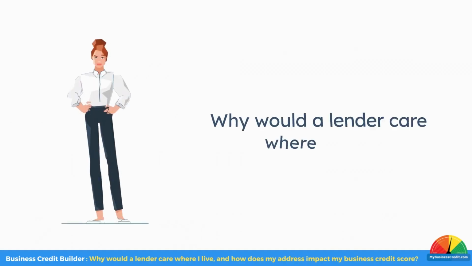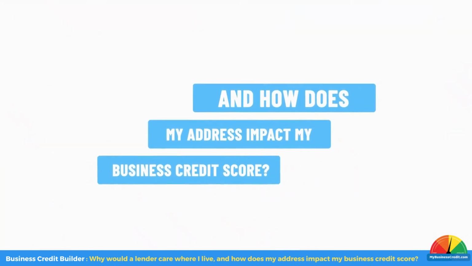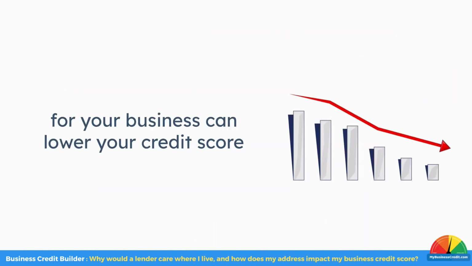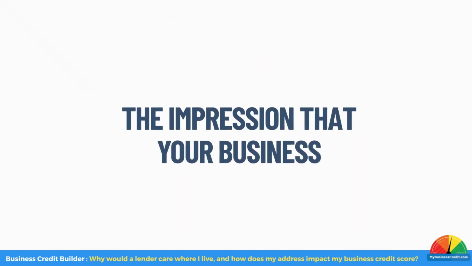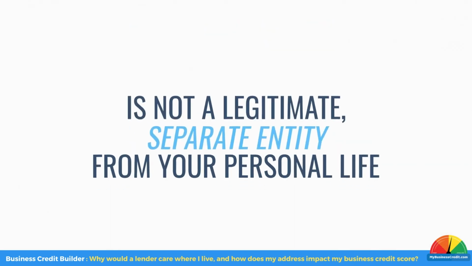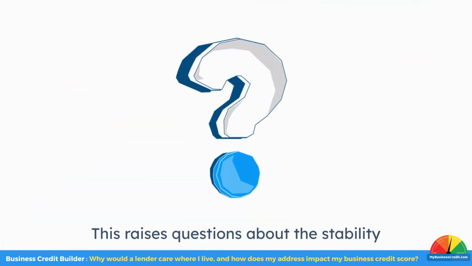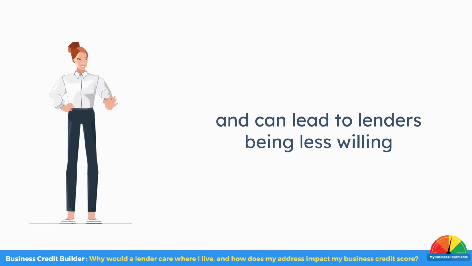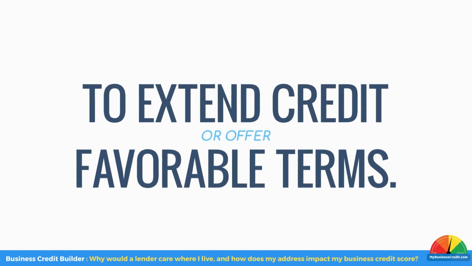mybusinesscredit.com. Why would a lender care where I live, and how does my address impact my business credit score? Using a residential address instead of a commercial address for your business can lower your credit score because it gives lenders and credit reporting agencies the impression that your business is not a legitimate, separate entity from your personal life. This raises questions about the stability and longevity of your business and can lead to lenders being less willing to extend credit or offer favorable terms.